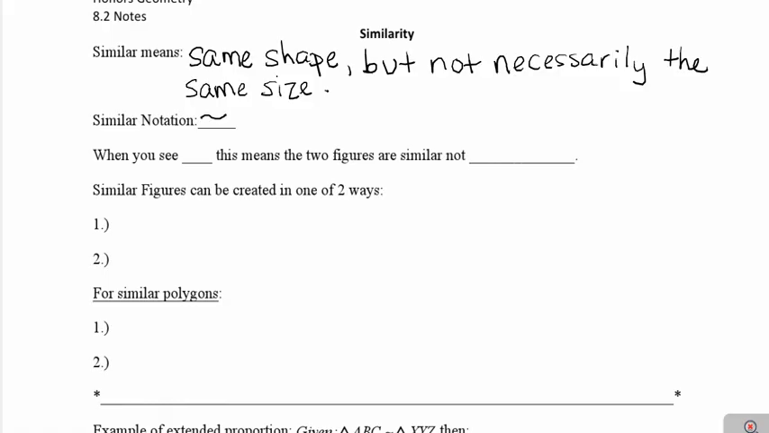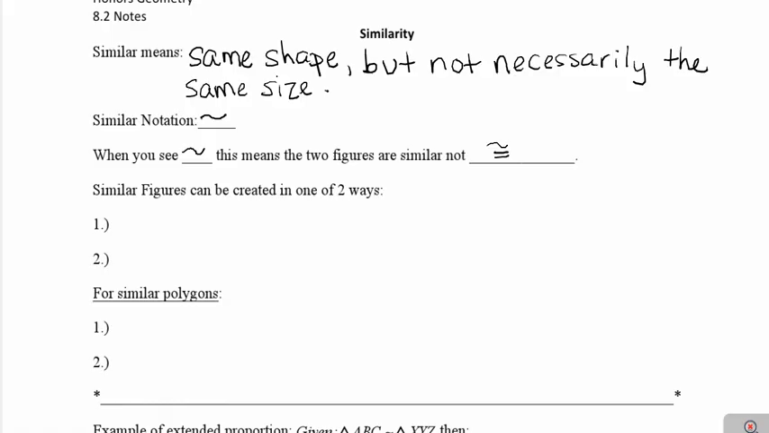The notation for similar looks like this. Now, whenever you see that similar notation, this means that two figures are similar, not congruent. A lot of times people confuse the two. So it's really important that you know the difference between the similarity symbol and the congruent symbol, because if you were to mistakenly write one over the other, it would be considered incorrect.